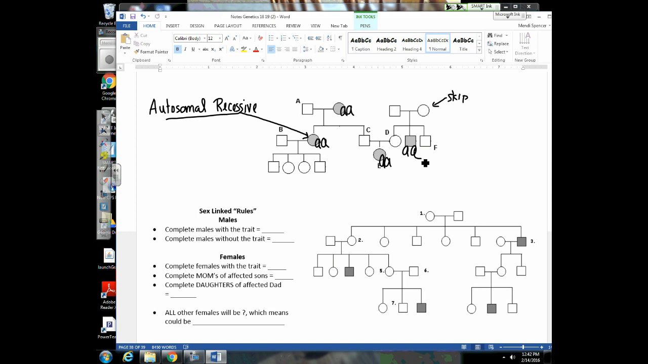So let's take a look at A. The fact that A has this child lets you know that this individual has a little a because they passed it on to the next generation. So they're going to be big A, little a.